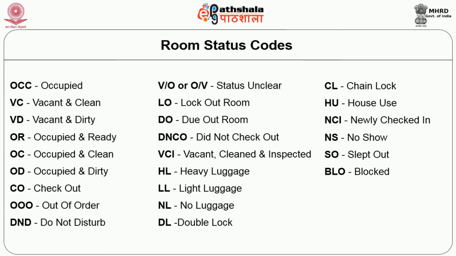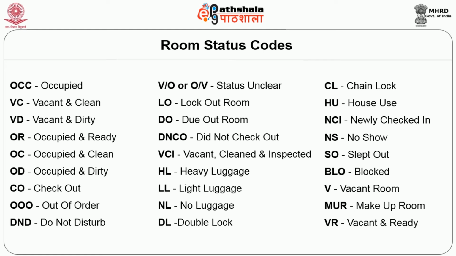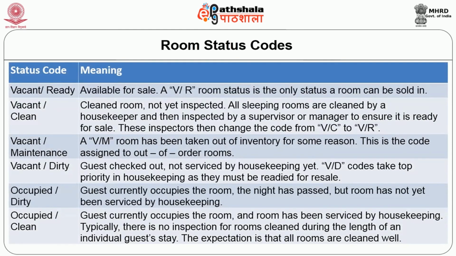These are certain terms that we usually come across in the room status reports, and we should know what all of these are. V denotes vacant rooms, MUR denotes makeup rooms, VR denotes vacant and ready rooms. These are certain codes that are used to understand the room status. The VR rooms, the vacant and ready rooms, mean that these are available for sale. A VR room status is the only status in which a room can be sold. Only with this VR status can the room be given for sale.